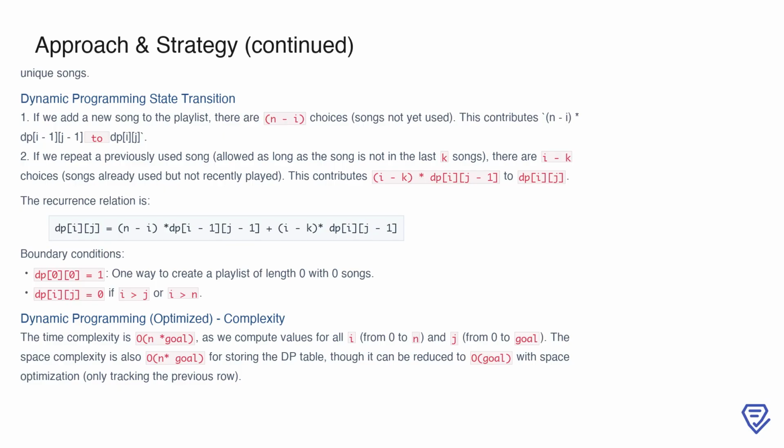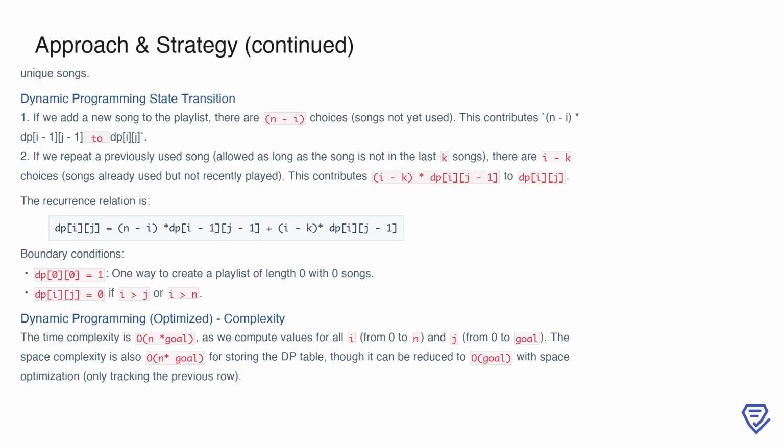Combining these two possibilities, the recurrence relation becomes dp[i][j] = n-j+1 * dp[i-1][j-1] + max(j-k, 0) * dp[i-1][j]. For boundary conditions, we define dp[0][0] = 1, as there's exactly one way to create a playlist of length 0 with 0 songs. Additionally, dp[i][j] = 0 if i > j or i > n, since we can't use more unique songs than the playlist length or the total songs available.